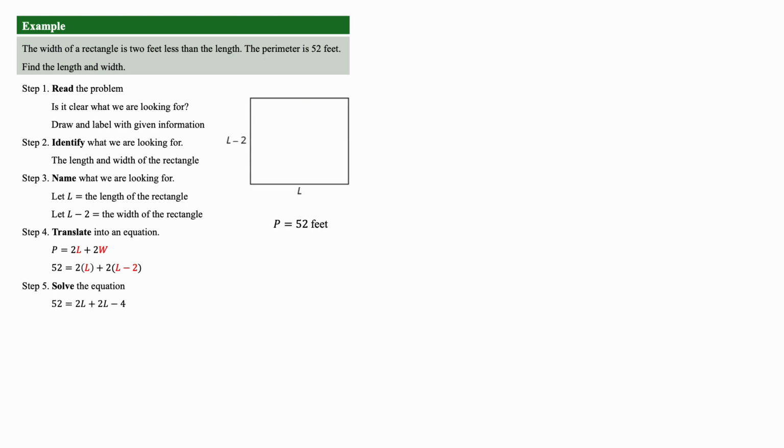and we get 52 equals 2L plus 2L minus 4. Do some simplification, and we get 14 is equal to L. But we also have to find the width, because remember, the width is L minus 2. So we substitute the 14 in for the L, and that's how we get our width, which is 12.